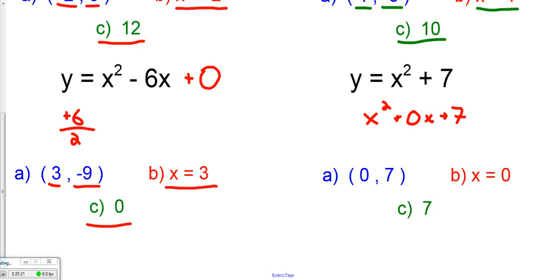Now, it makes things a little bit easier to see that negative b over 2a would be negative 0 over 2. 0 divided by anything is 0. So my axis of symmetry is x equals 0. My x value of the vertex is 0. Plug 0 back in here. 0 squared is 0 plus 7 is 7. And here's my y-intercept of 7.